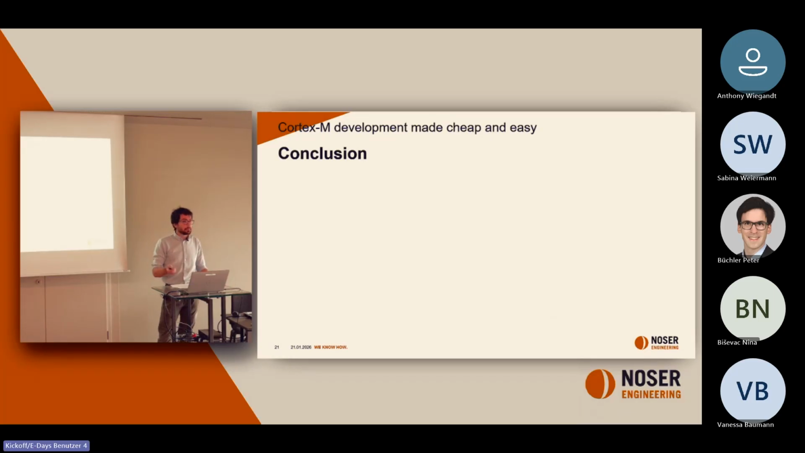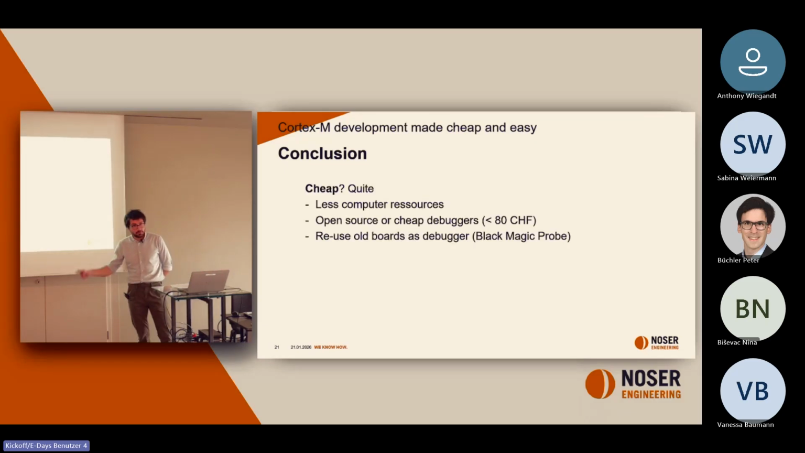So back to the title. Is it cheap? I must say quite cheap, because ST-Link costs like 80 francs. The Blackmagic Debug Probe, you can have it for free if you want. You can buy a finished one, ready-made, I don't know the word in English, sorry. You can buy one on the internet. It also costs like 80 francs.